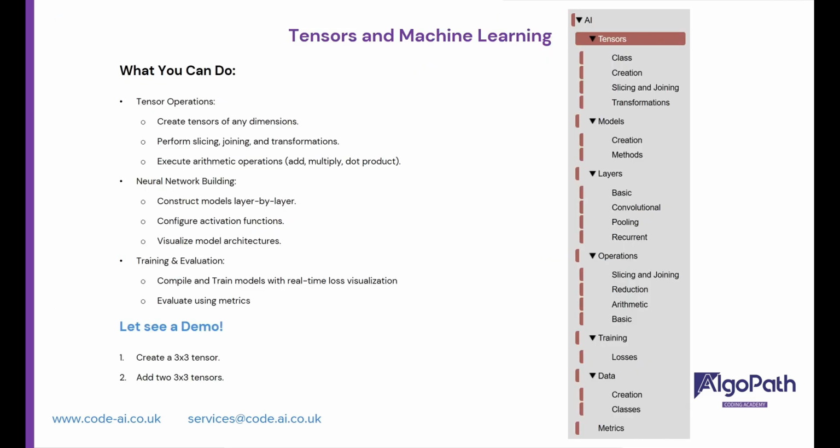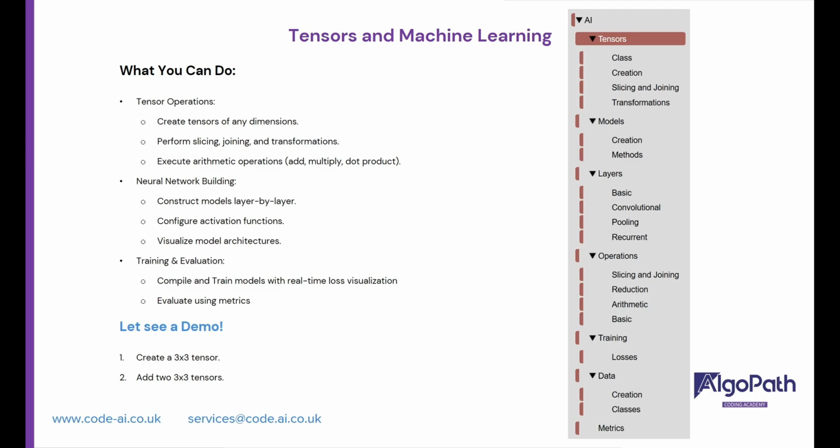Transitioning to tensors and machine learning, this platform allows you to create tensors of any dimension and carry out operations such as slicing, joining, and performing arithmetic calculations. You can also build neural networks from scratch, configuring layers, selecting activation functions, and visualizing your model architecture, all while monitoring training progress in real time.